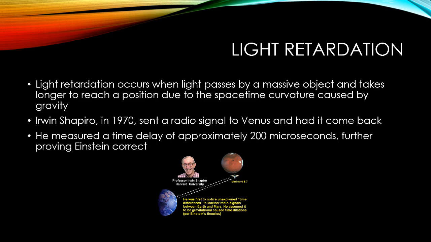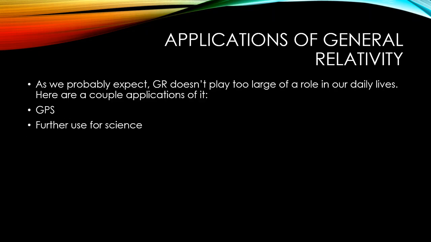So light retardation occurs when light passes by a massive object and takes longer to reach a position due to the spacetime curvature caused by gravity. Irwin Shapiro sent a radio signal to Venus and had it come back, and he measured a time delay of approximately 200 microseconds, further proving Einstein correct. And some applications of general relativity are GPS and further use for science, but specifically astronomy.